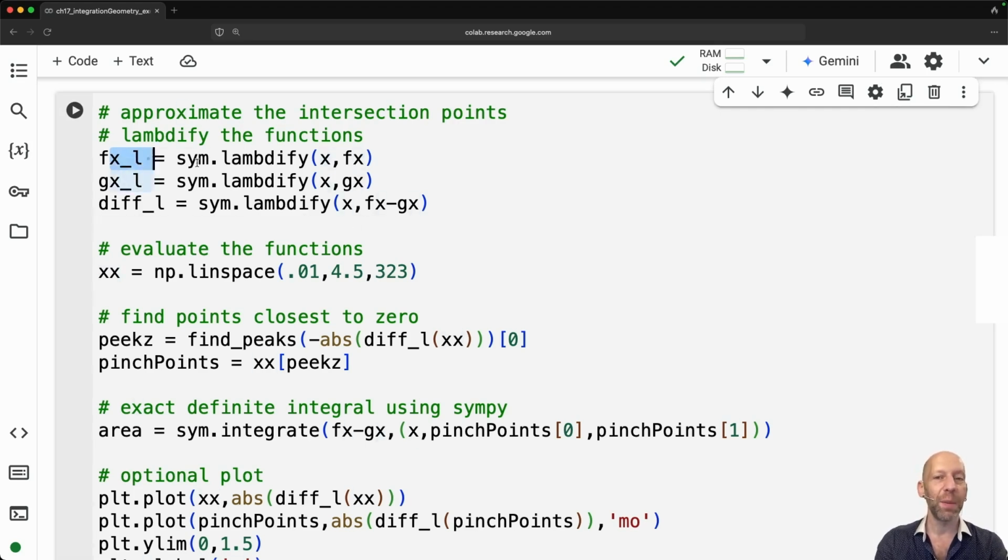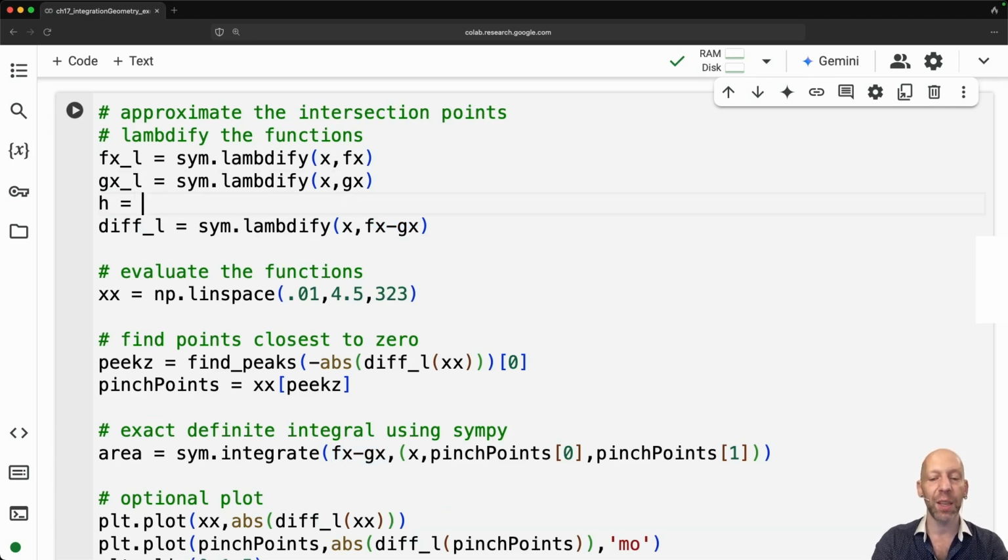So here I'm lambdifying each of these functions, and then I'm also lambdifying the difference. Now, this is not specifically necessary. We could also just say fx minus gx, the lambdified version, so the numeric evaluation. But here I'm just showing you some different options. So here I'm creating a new function. This is as if I'm writing h equals fx minus gx. And then here I'm lambdifying function h.